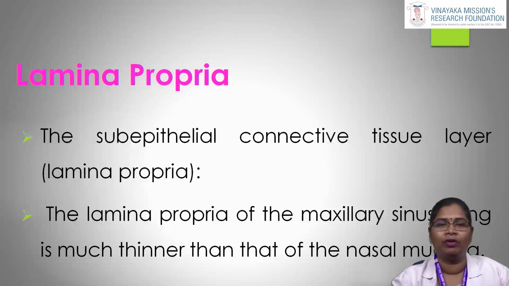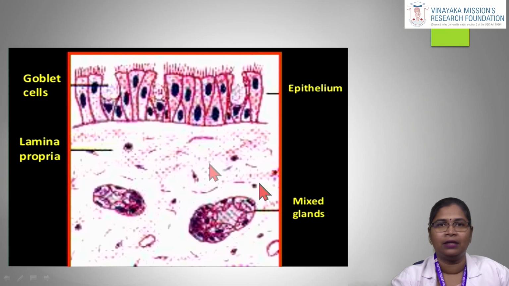Coming to the description of the lamina propria, which is the subepithelial connective tissue layer. It is much thinner than that of the nasal mucosa. It is formed of connective tissue cells and intercellular substance of collagen bundles and few elastic fiber strands, and is moderately vascular. This lamina propria contains subepithelial antral glands composed of mixed glands formed of serous and mucus acini or seromucous acini, as well as myoepithelial cells.